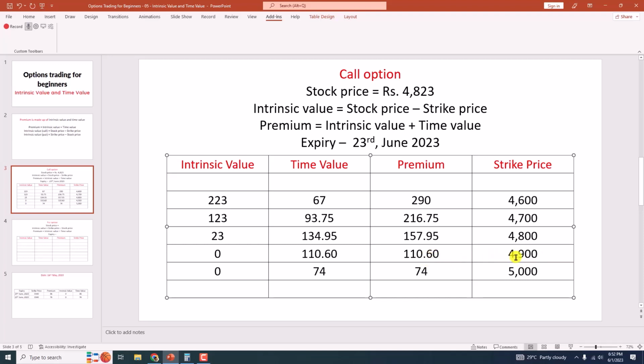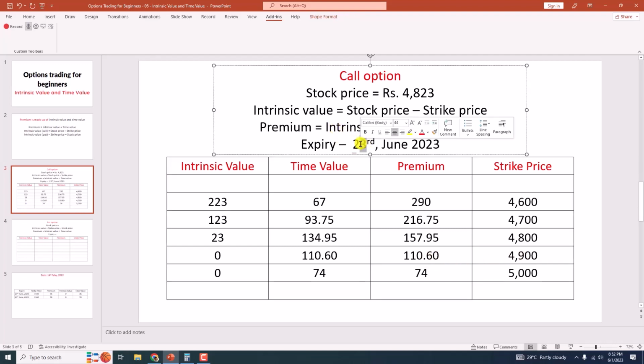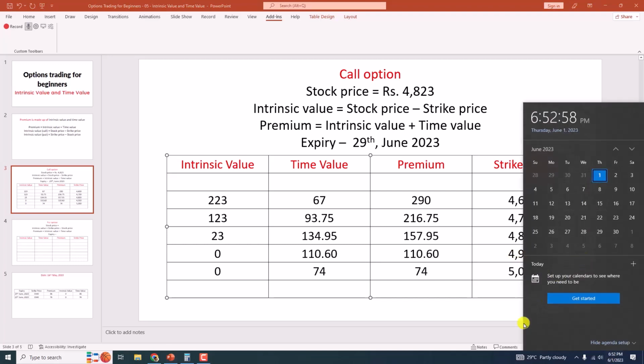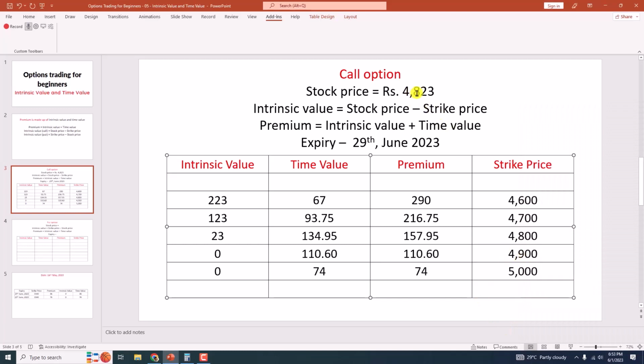Alright. Sorry, this was supposed to be 29th June. Let us say that I buy the 4900 strike priced option on June 1st. Today is June 1st. My expectation is that this will go above 4900, and only when it goes above 4900 do I earn a profit.